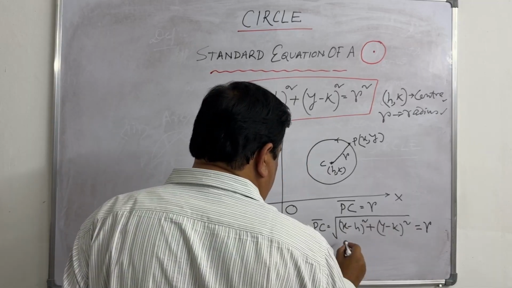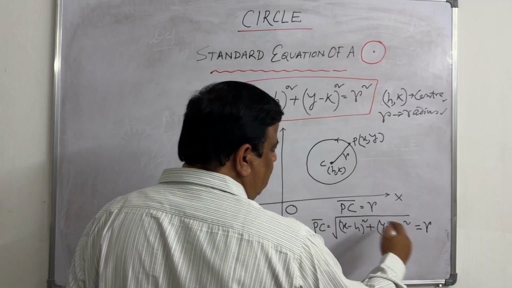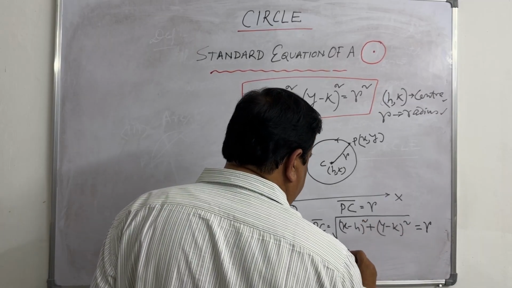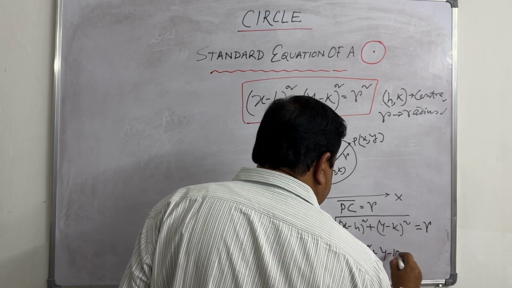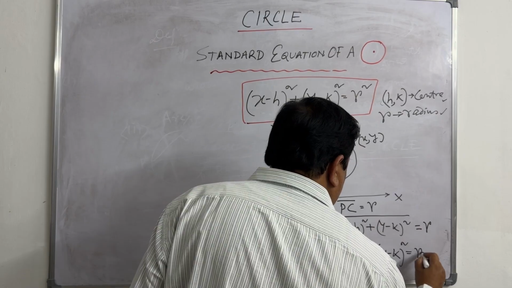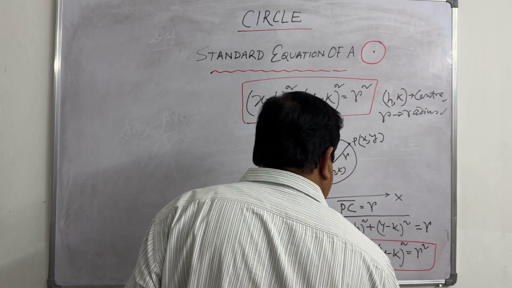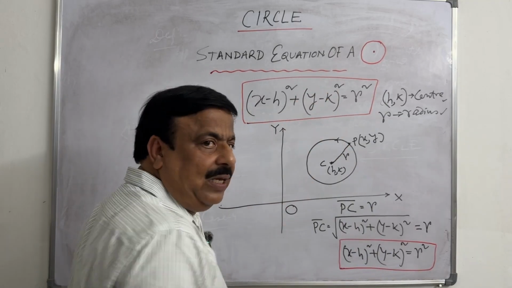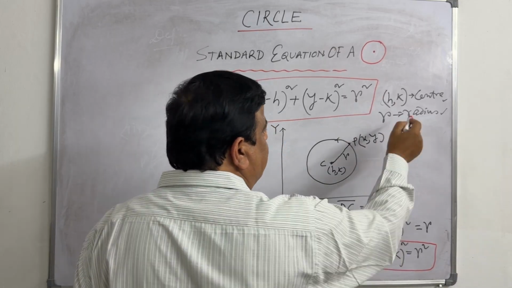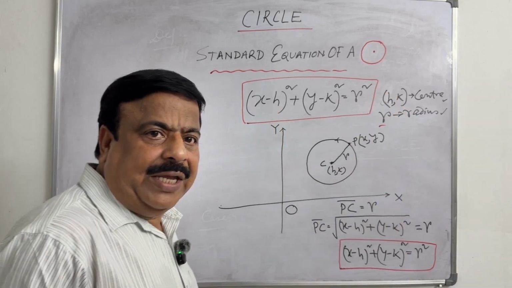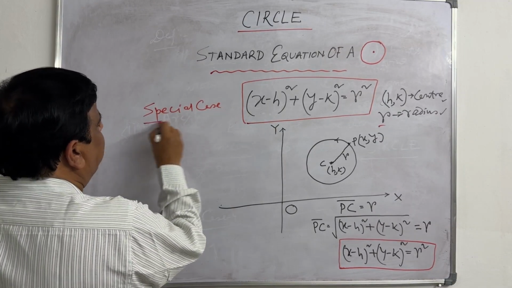So if you remove the square root, means if you square both sides of this equation, what will you get? You will get (x minus h) whole square plus (y minus k) whole square, that is equal to r square. Okay, so this is the derivation of the standard equation of any circle where the coordinate of the center is h comma k and the radius is r. Clear?